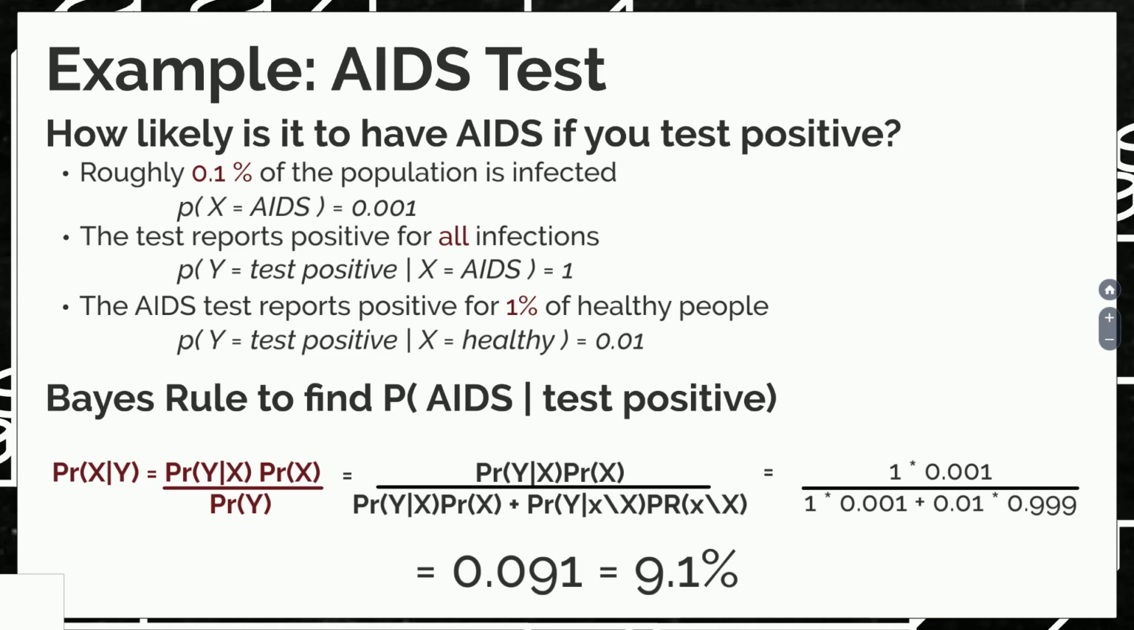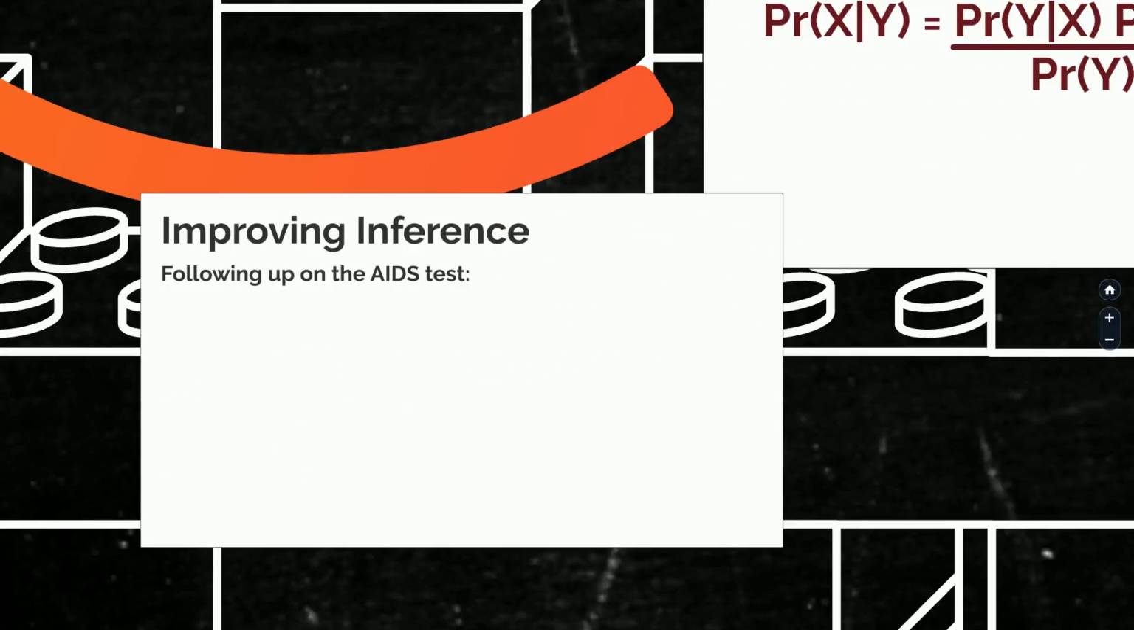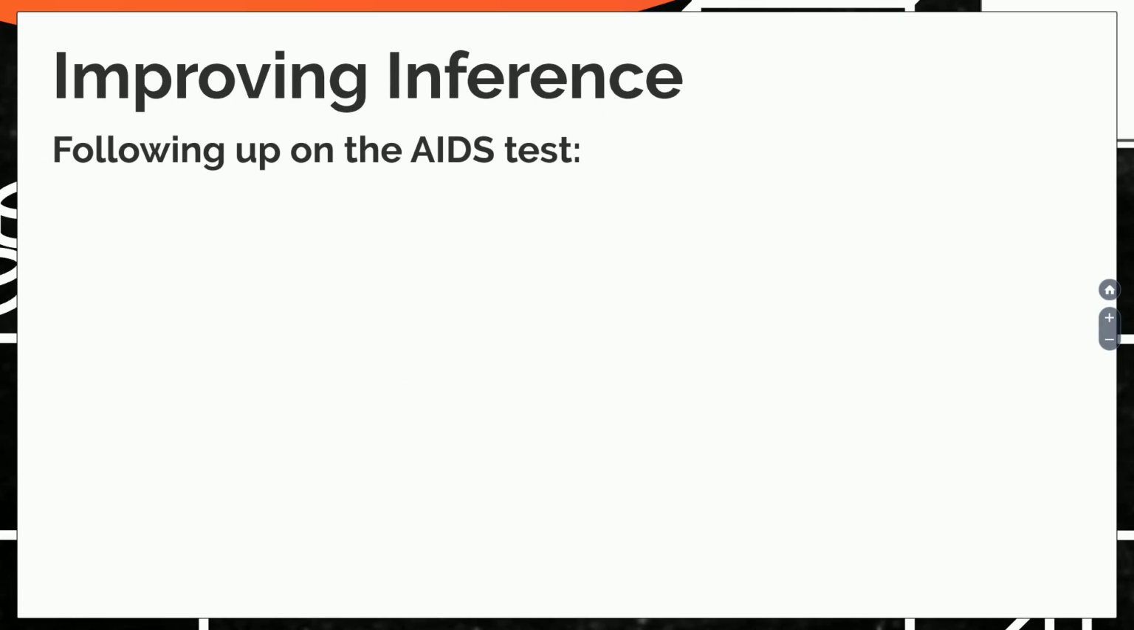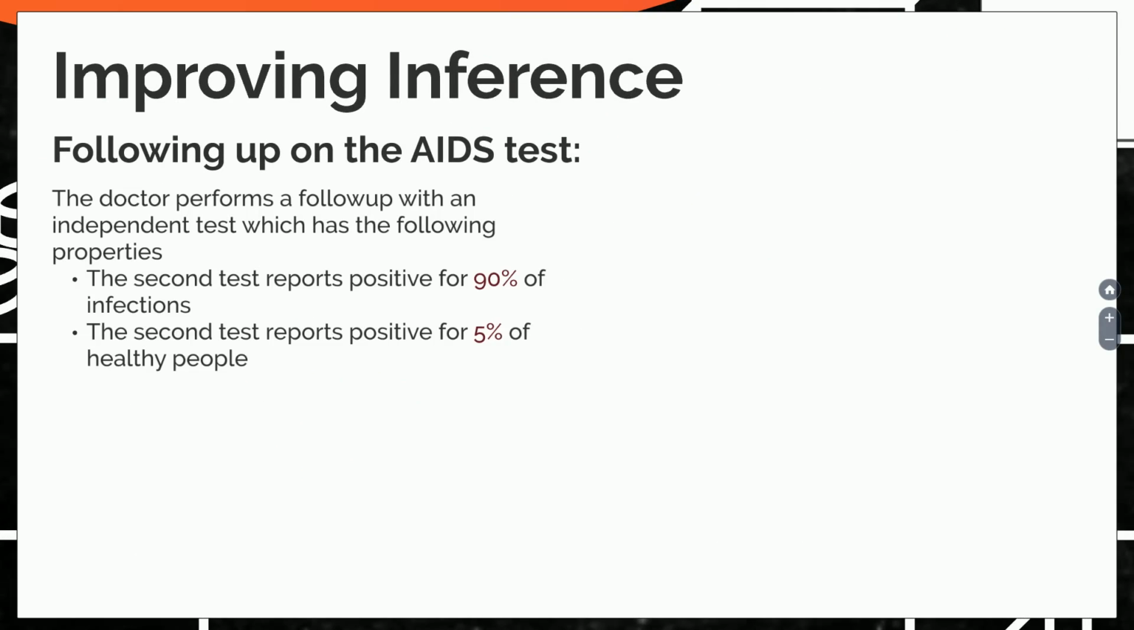So Bayes' rule is telling us something here that is probably counterintuitive. And this is why having a strong understanding of probability theory and statistics is essential for machine learning, because oftentimes the outputs and probabilities are going to be counterintuitive. So it's essential to understand that going in. However, let's continue on this example and improve our inference by following up with an additional test.